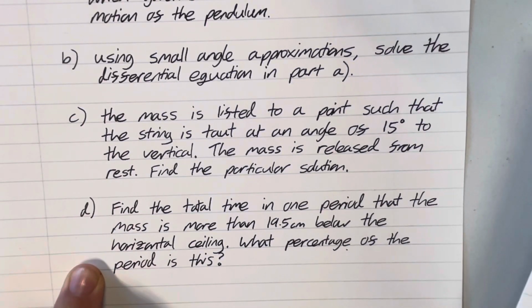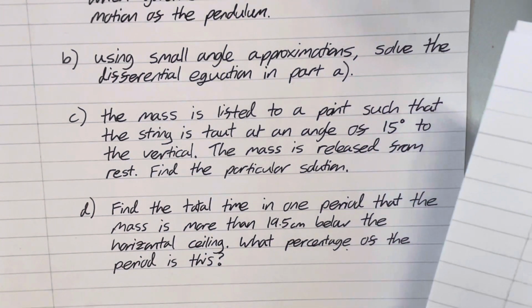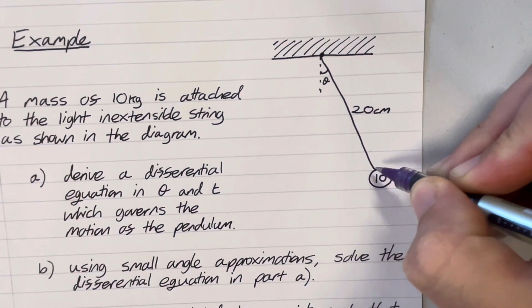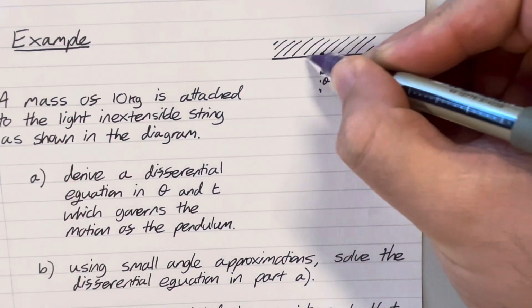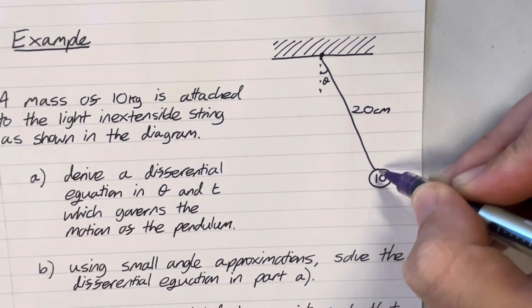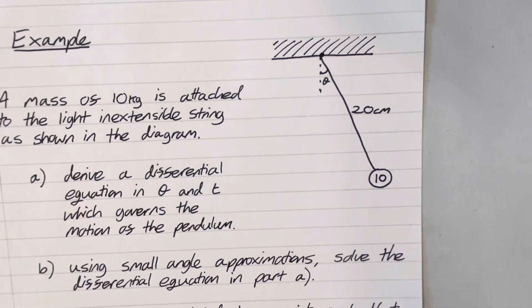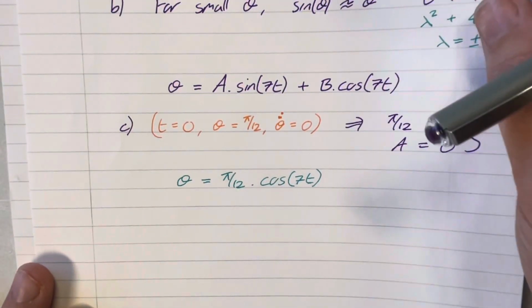Find the total time in one period that the mass is more than 19.5 centimetres below the horizontal ceiling, and what percentage of the period is this? Okay, so this is 20 centimetres long, which means there will be times when it's more than 19.5 below the ceiling, which is horizontal. Based on the question wording, we can assume it starts above that point. So we just need to find the times when it equals 19.5.